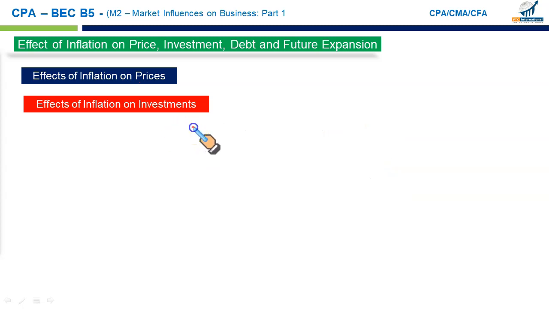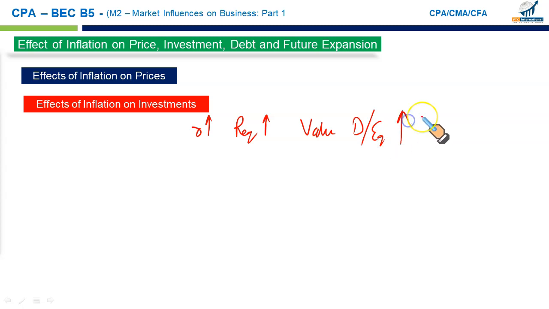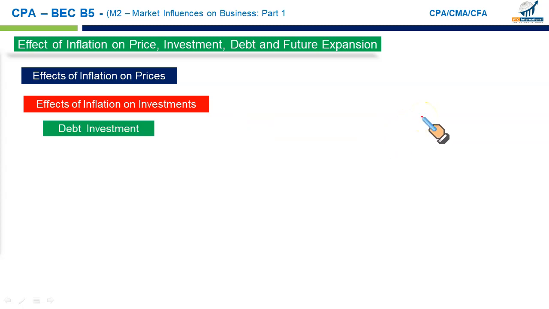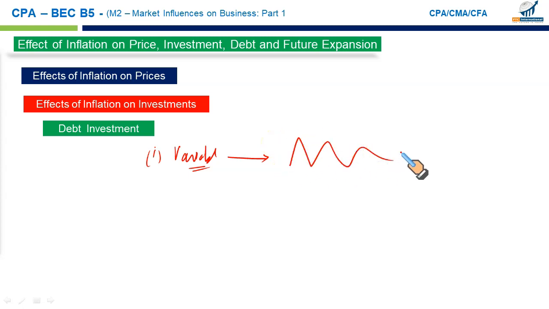So investment in general means when the rate of inflation is higher, the required rate of return is expected to be higher. In that case, the value of your debt investment or equity investment would be lower. That's the general rule. Let us discuss in finer detail. If you made a debt investment on a variable rate, such as a bond or note tied to a variable rate of interest, such an investment will be less sensitive to changes in inflation.